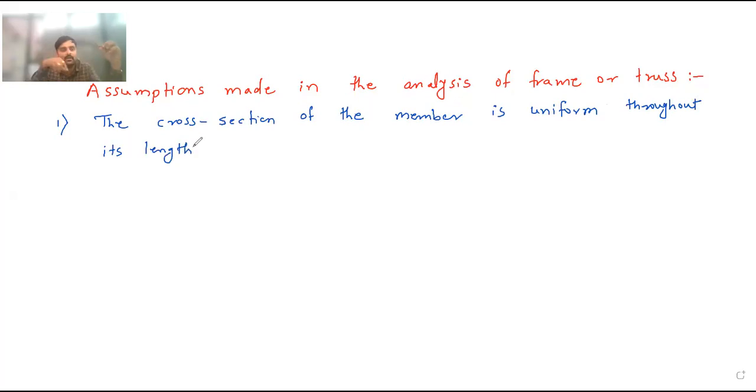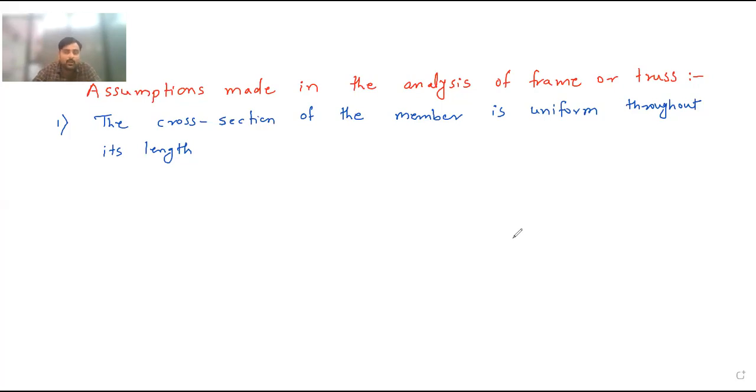Whatever the member is there. Now suppose this is a pane. Now the cross section of this pane, whatever the section is, it is a prismatic section. So the cross section is the same throughout the pane. If you cut the pane somewhere in between, you will get the same cross section. So this is the assumption made in the analysis of the truss.